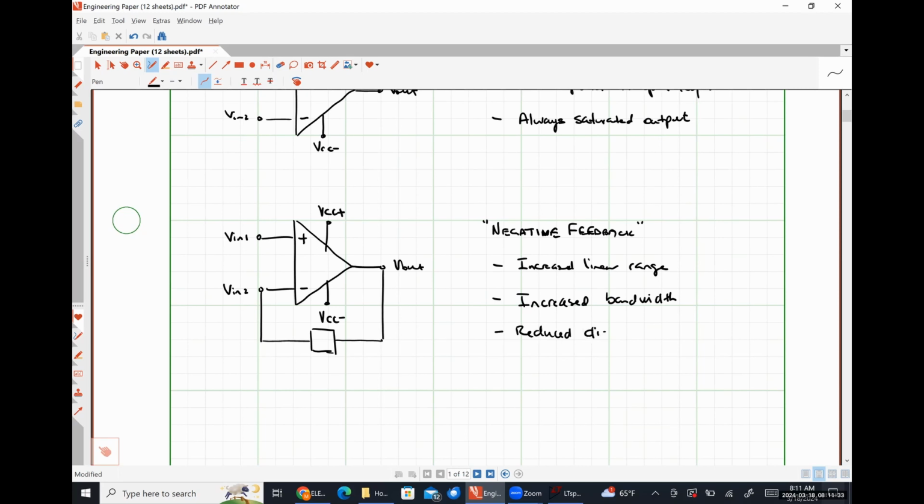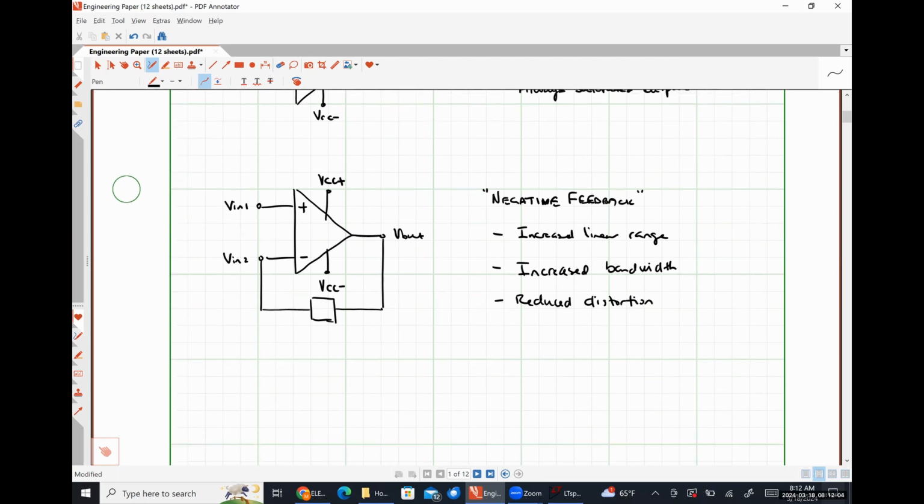Reduced distortion, and a couple of other things, which is why most amplifiers are implemented in a negative feedback configuration. Okay. And we'll talk significantly more about some of the properties of negative feedback in your later classes, particularly in your electronics course when we're going to be designing amplifiers. Okay.